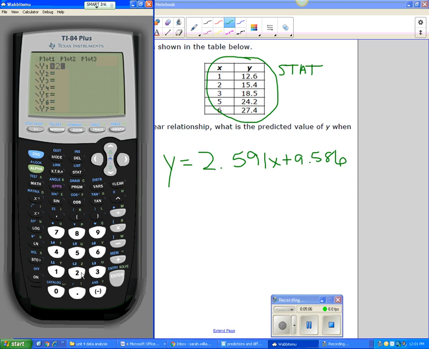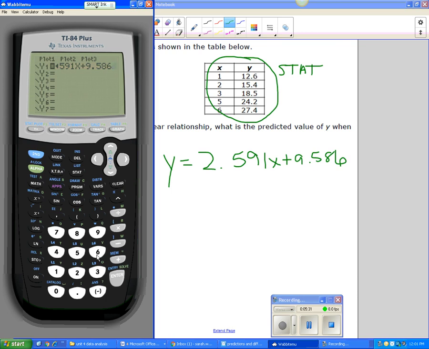So you're going to type in 2.591. You need to do this on your own calculator. The X button is underneath the mode button. So you can see again, I'm circling it with my mouse. I'm going to hit the X button, plus 9.586. Pause the video if you need to catch up.